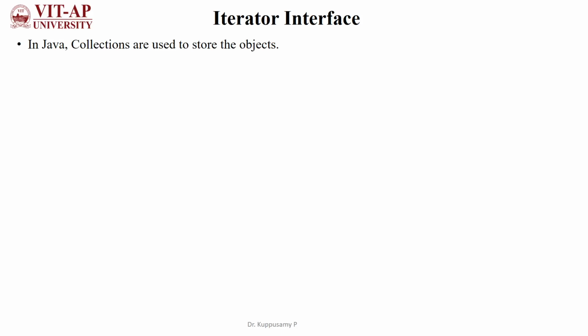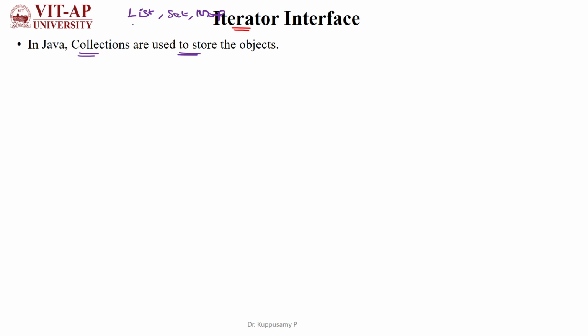Hi everyone. Here we are going to discuss the Iterator interface, which is a built-in interface in Java programming. In Java programming, we have collections to store objects as a group. We have seen different collections like the List interface, Set interface, and Map interface.